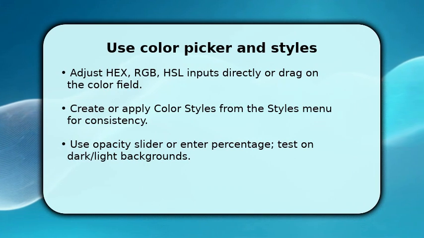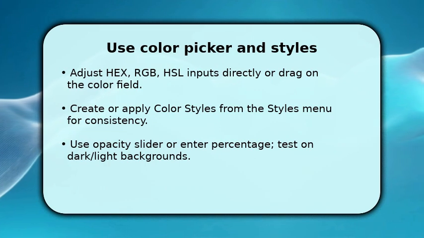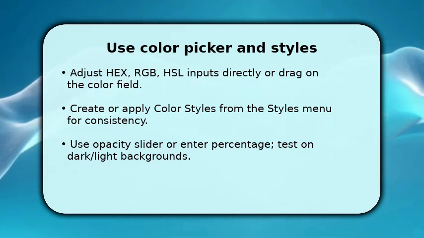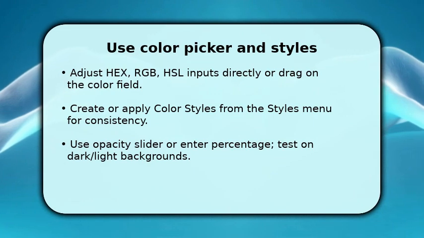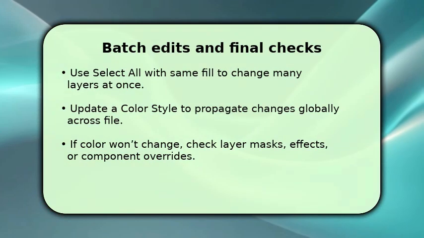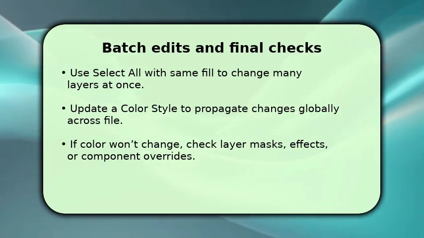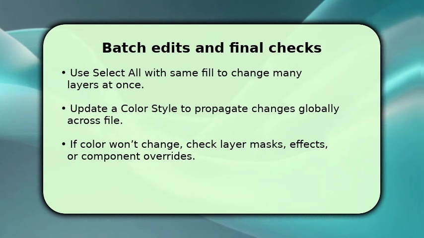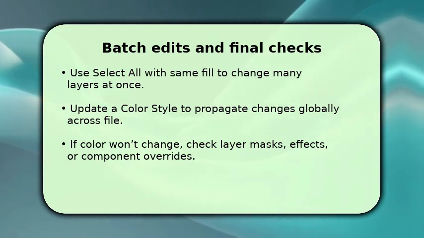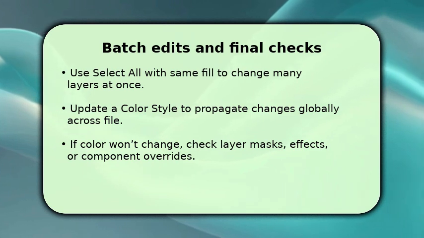This keeps your palette consistent across the file. If working with multiple components, apply a color style to each to enable global updates. Also tweak opacity. Finish by applying batch edits and verifying results. To change many elements that share a fill, right-click a swatch and choose Select All with Same Fill, then edit once to update all. If you used color styles, update the style. Every linked layer updates automatically, saving manual work.